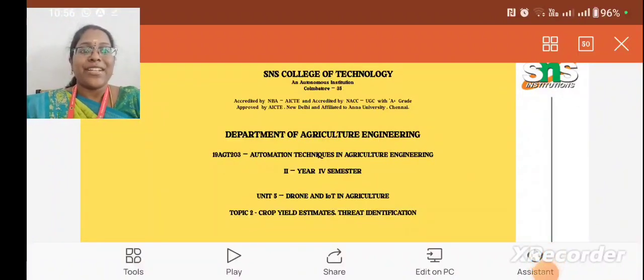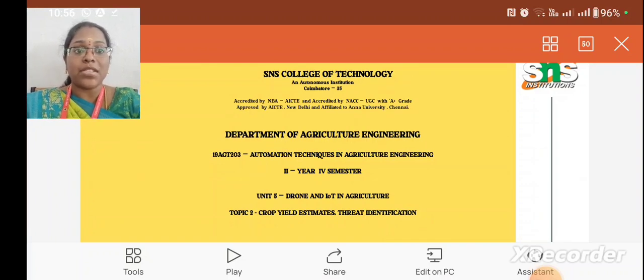A very good morning. Today's topic is going to be on crop yield estimates and threat identification under the unit drone and IoT in agriculture. This is the topic which I have picked from Automation Techniques in Agriculture Engineering.